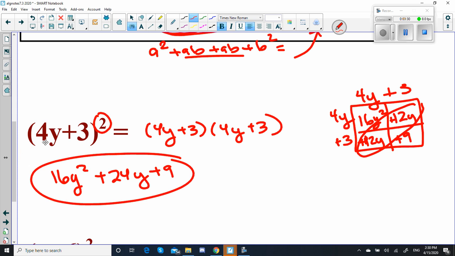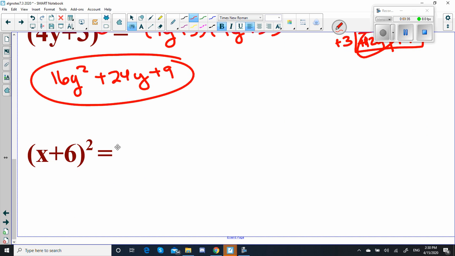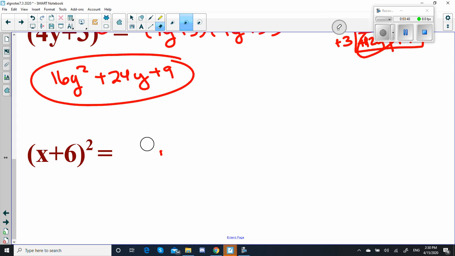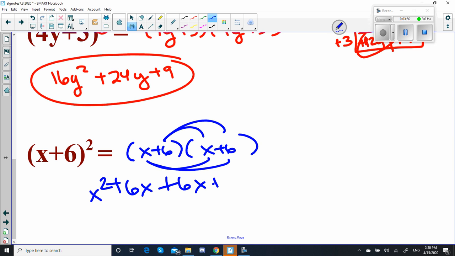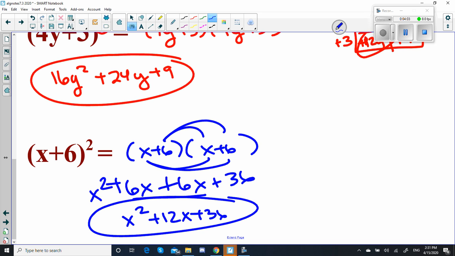I could also do that with FOIL, just like I did up at top. It's the same thing. This means there's 2 of them, x plus 6, squared. It means both of them, the whole binomial is squared. So if I do first, that's x squared. If I do outside, that's plus 6x. Inside is plus 6x. And last is plus 36. So x squared plus 12x plus 36 is my answer.